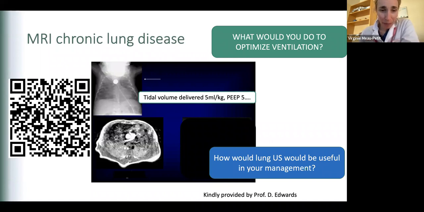the patient with BPD at 3 weeks old, currently ventilated at 5 ml per kilo with a PEEP of 5, and Professor Edwards kindly provided me these MRI images, where you can see really well the corresponding MRI and all the de-recruitment in the posterior areas here and the distended area anteriorly. And I think this is what we would aim to see with the lung ultrasound, to identify precisely where the consolidated areas are, where the distended areas are, and to guide our ventilation.